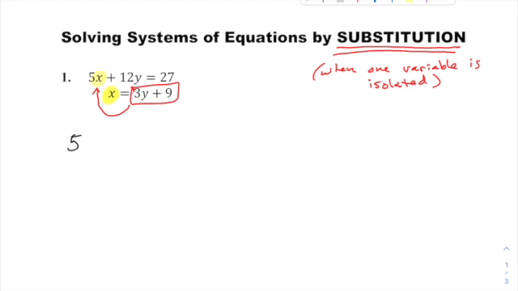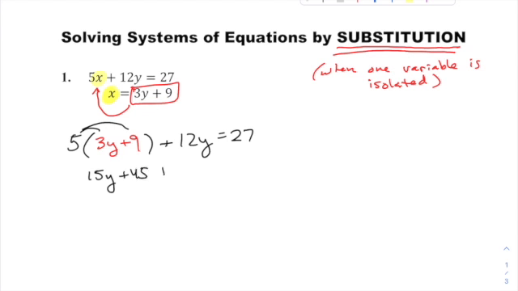So here's what I'm going to do. 5, and in place of x, and the rest of the equation exactly the same. 5 blank plus 12y equals 27. I'm going to take out that x and replace it with 3y plus 9, because that's what x is equal to. So if I plug that in, now I've made one equation all with the same variable, and that I can solve. Now this is just an equation with y in it, so I'm going to use my distributive property. I'm going to distribute 5 to this and get 15y plus 45 plus 12y equals 27.